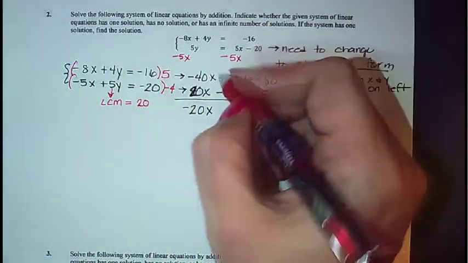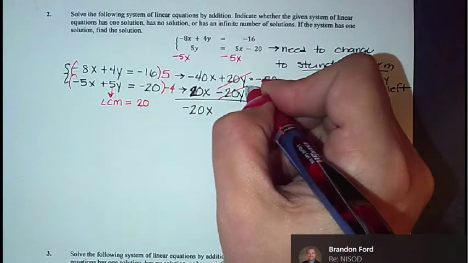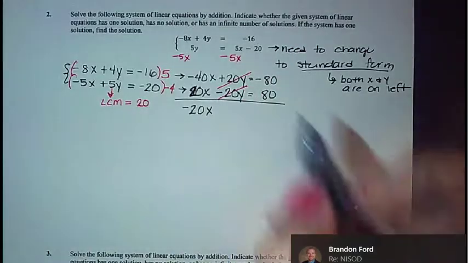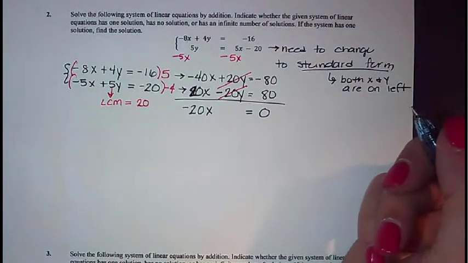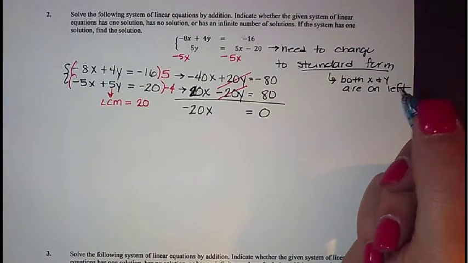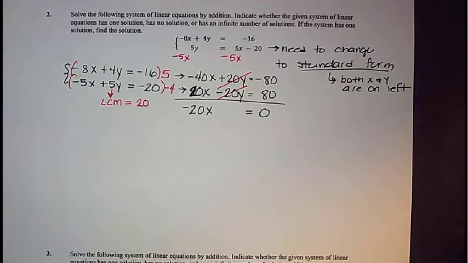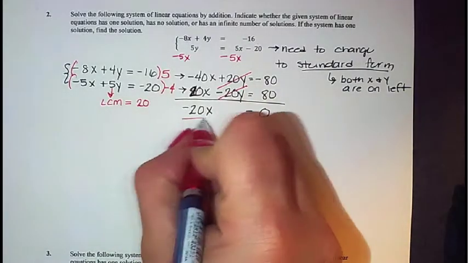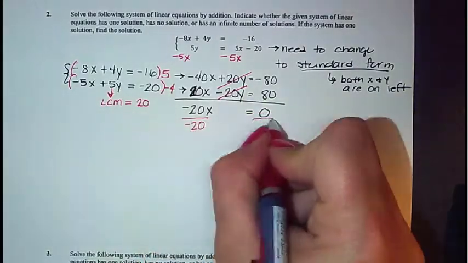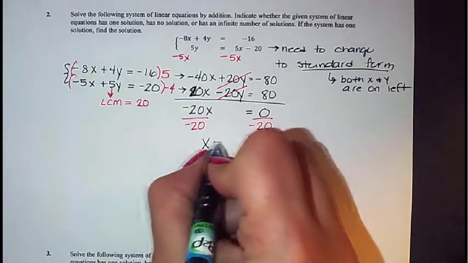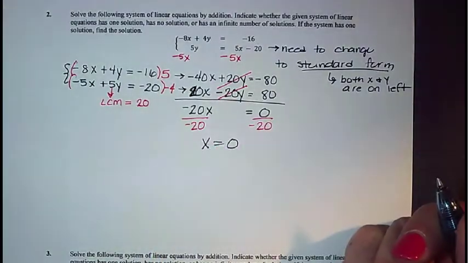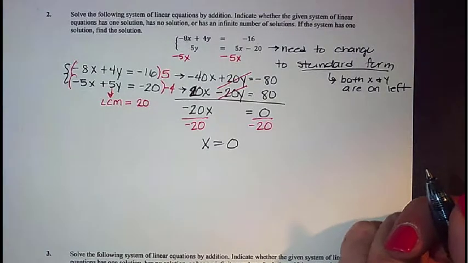My y's do indeed cancel. Remember, that should always happen. That's what I'm trying to get rid of. Equals 0. There's nothing wrong with this equaling 0. We want to continue to solve. We have an x, so we're going to divide by negative 20 on both of these. And we have found out that x is equal to 0. And again, there's nothing wrong with x equaling 0. It's a perfectly fine answer for us.